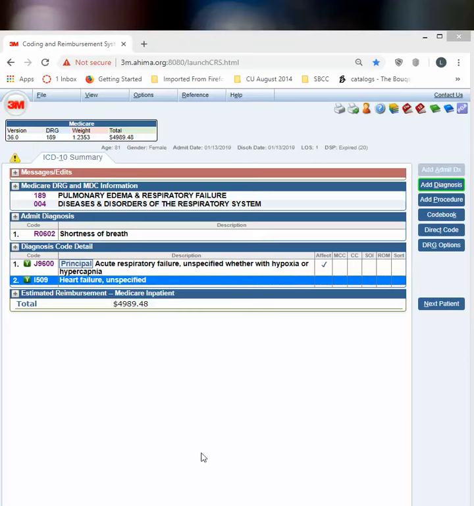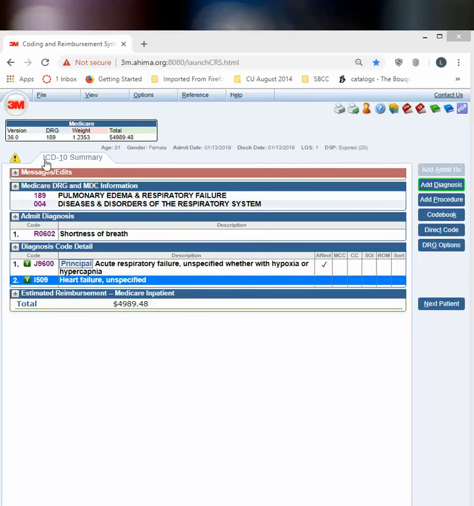And you are also back at the summary screen. So at the summary screen at the top, you have the MSDRG and you have the relative weight. You also have here the age of the patient that you entered, the gender, the admission and discharge date, and the disposition of this patient and the length of stay.